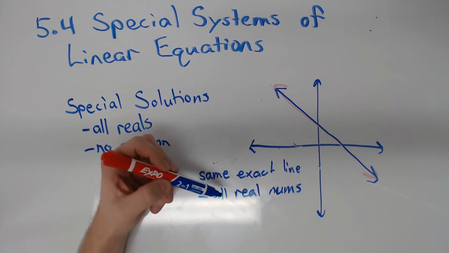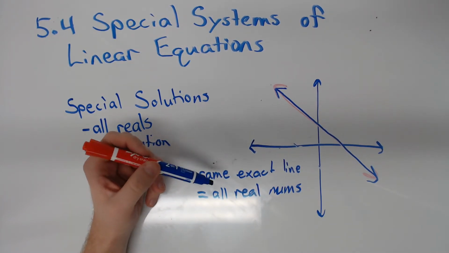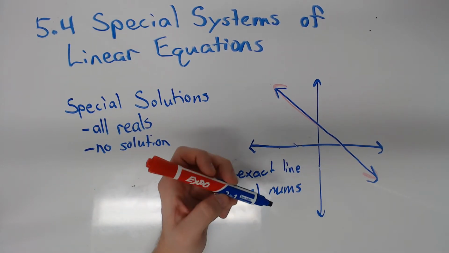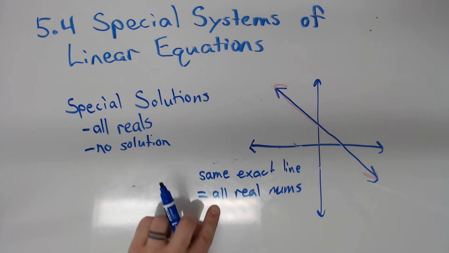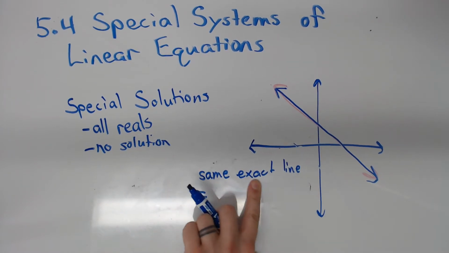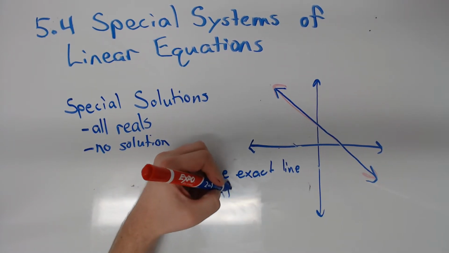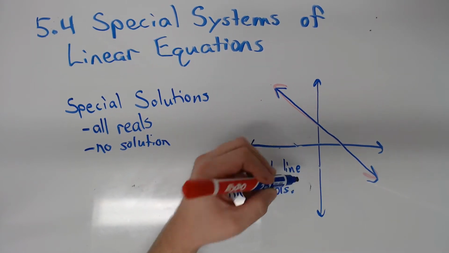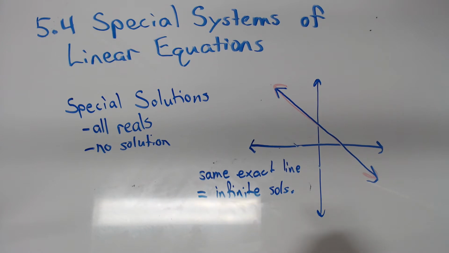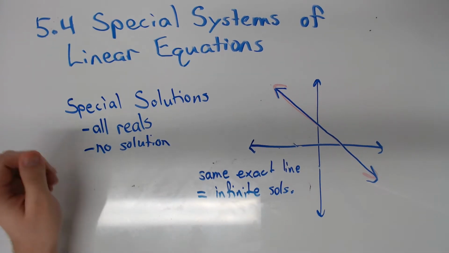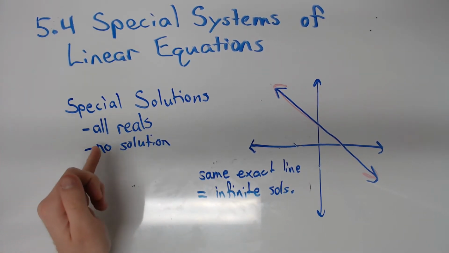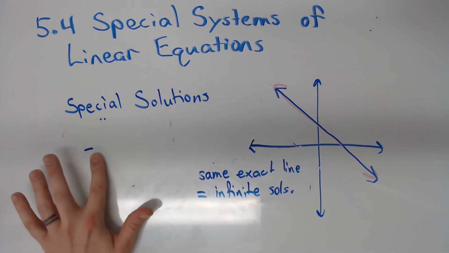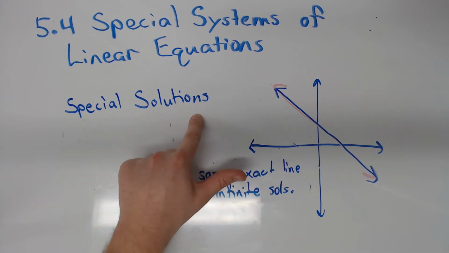Now, what I mean by all real numbers is that there's an infinite number of points. So all of the x values and all of the y values are options for ordered pairs. Infinite solutions is probably more appropriate here, because it's not every combination of ordered pairs. There's just an infinite number of them, and every x and y value has a solution. So we've got all real numbers, no solution. Those are our special solutions.